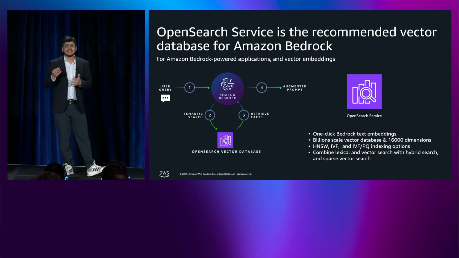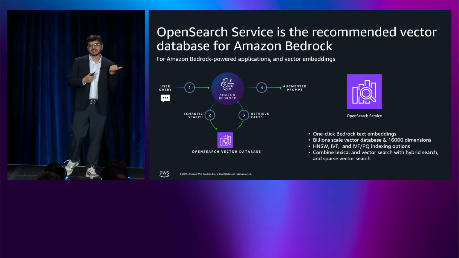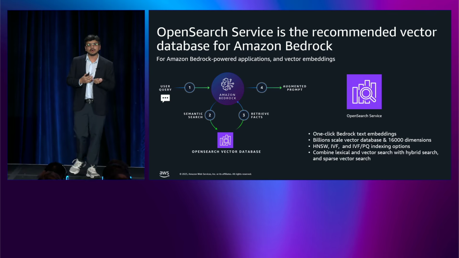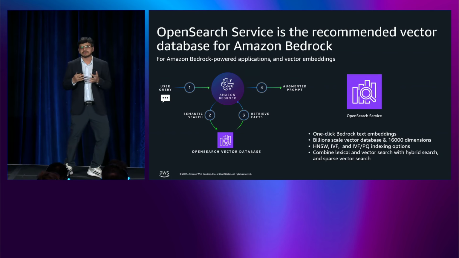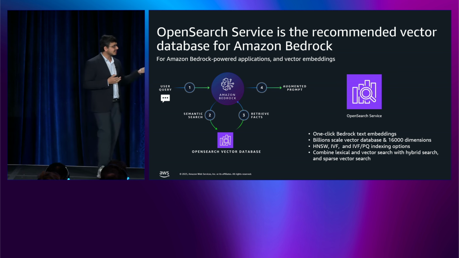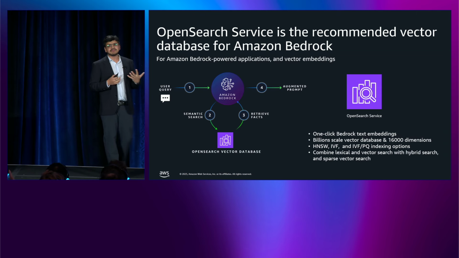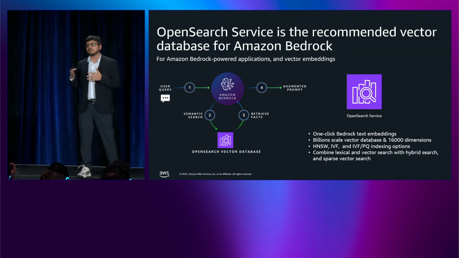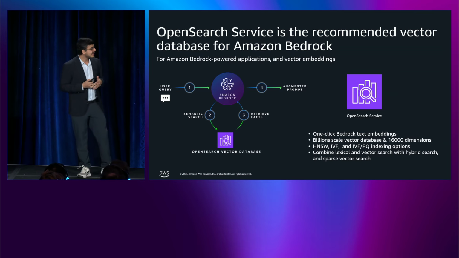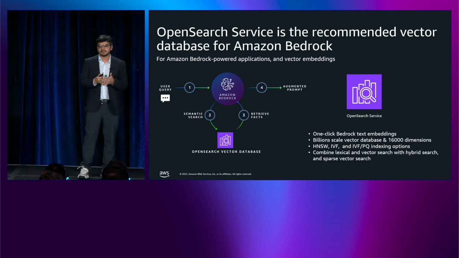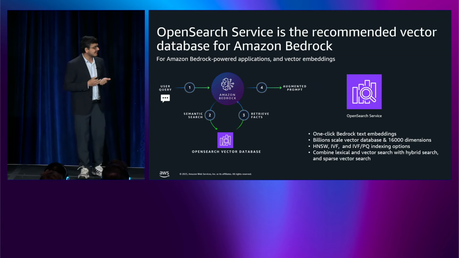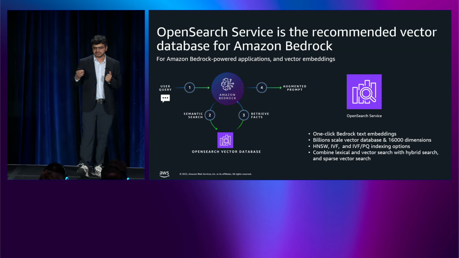And then you can scale OpenSearch for billions, and not even billions. We recently announced yesterday that you can scale OpenSearch for trillion-scale vector embeddings with a very high dimension of 16,000. It supports different algorithms like HNSW and IVF, and it has different quantization options if you're looking to build a cost-optimized vector database. And lastly, it's not only a vector database; you can do hybrid search by combining lexical and vector search in the same search solution.